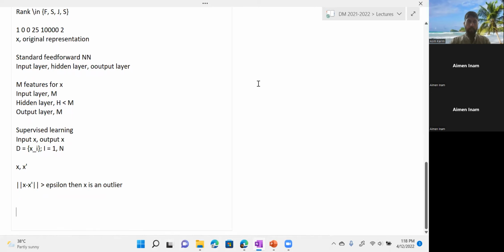So ideally, of course, if the network was a perfect reconstruction and this object was a normal behavior for the data set, then this difference between these two factors would be zero. The norm would also be zero. So that object would not be called an outlier.